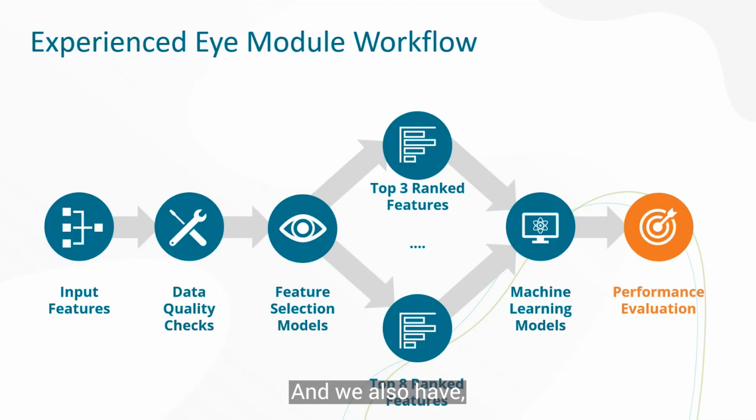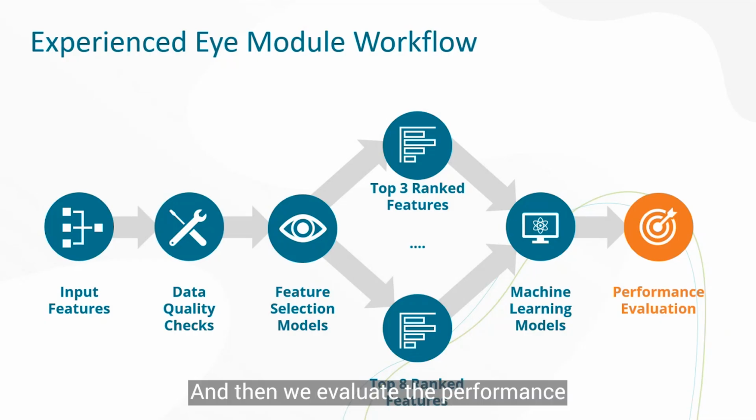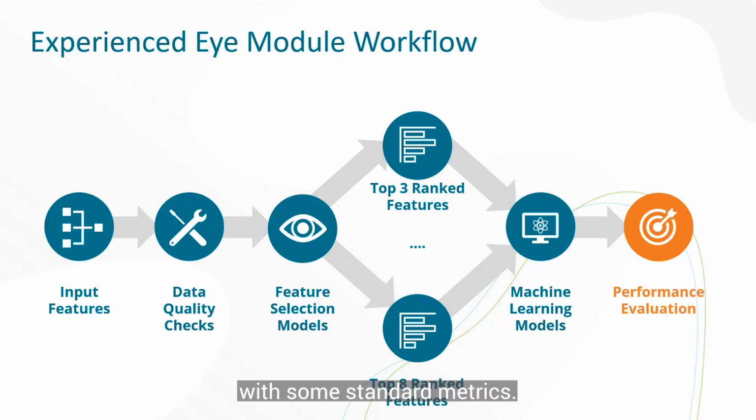And we also have a user selection, so you can have a preferred order for your inputs. So if you want to see how well your, say, domain knowledge compares against the machine, you can set the order of the inputs and see how that performs relative to the automated methods. And then each of those grouped rankings are then passed into the machine learning model, and then we evaluate the performance with some standard metrics.